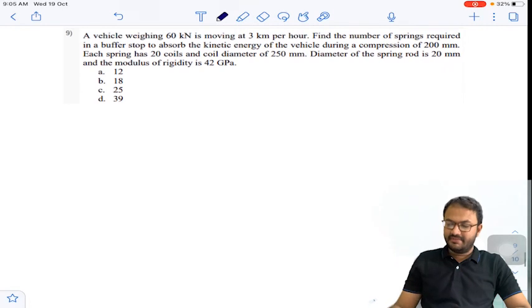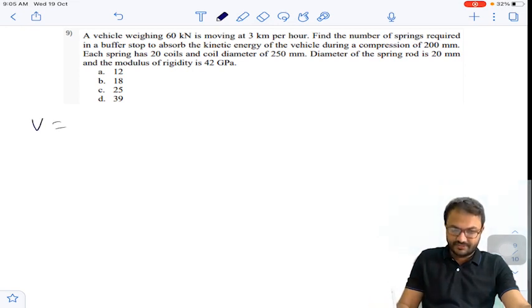Coming to question number 9 of the assignment, a vehicle weighing 60 kN is moving at 3 km per hour. Find the number of springs required in a buffer stop to absorb the kinetic energy of the vehicle during a compression of 200 mm. Each spring has 20 coils, coil diameter is 250 mm, diameter of the spring rod is 20 mm and modulus of rigidity is 42 MPa. So first of all, convert V from kmph into meter per second. 3 kmph is equal to 0.833 meter per second.